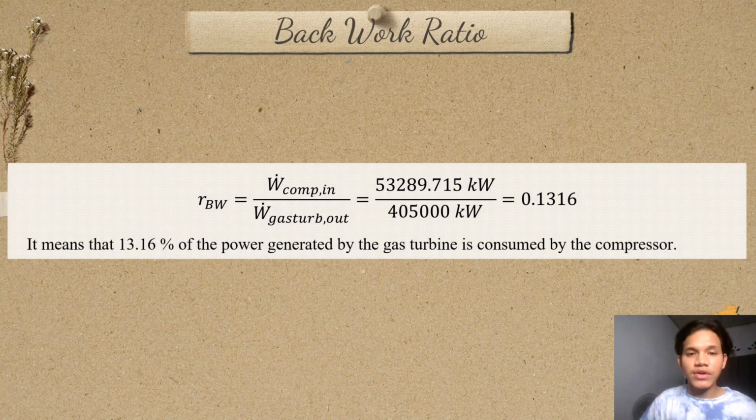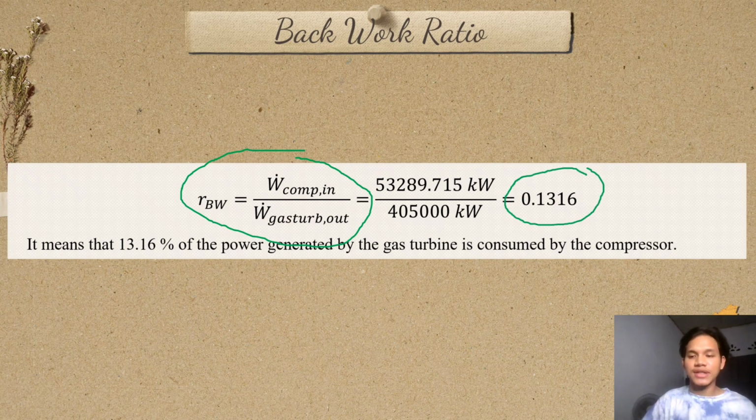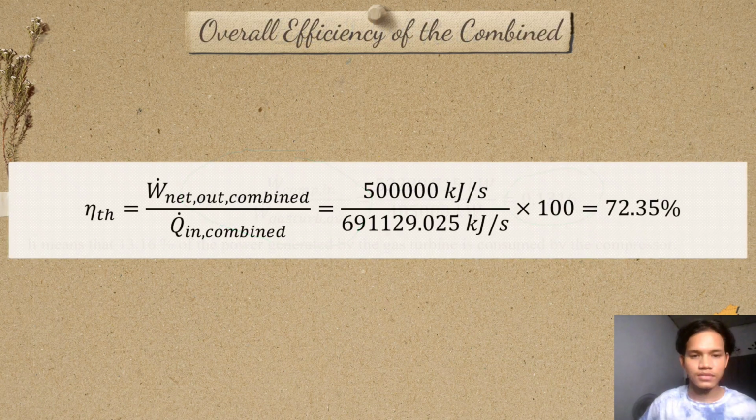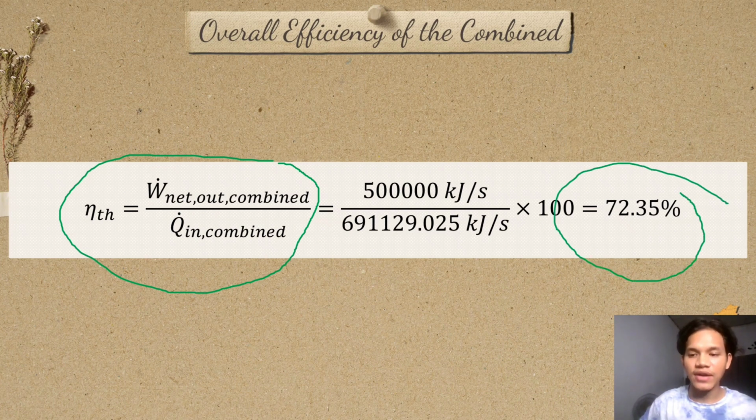Thank you, Aina. So now we proceed with the backwork ratio. Okay, we use this formula, which is power consumed by the compressor divided by the power generated by the gas turbine, and we got the backwork ratio is 0.1316. We use this formula to find the overall efficiency of the combined power cycle, and we got 72.35%.